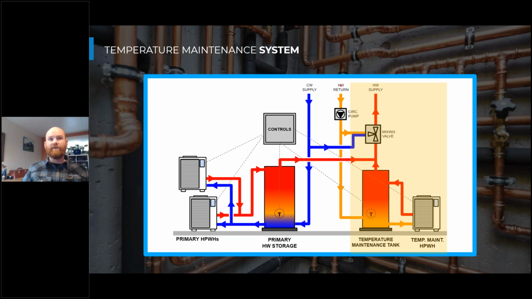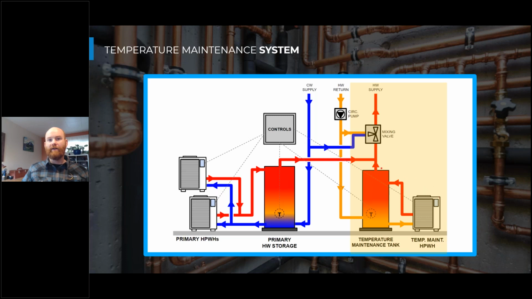The hot water return from our circulation system, this is our temperature maintenance system, is connected to the bottom of a dedicated storage tank. And this is our temperature maintenance storage tank. So that return water is flowing through there into the storage tank, being reheated with our heat pump water heater. And this is a multi-pass heat pump water heater.